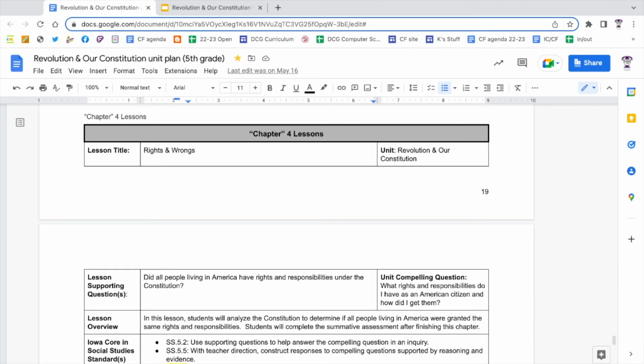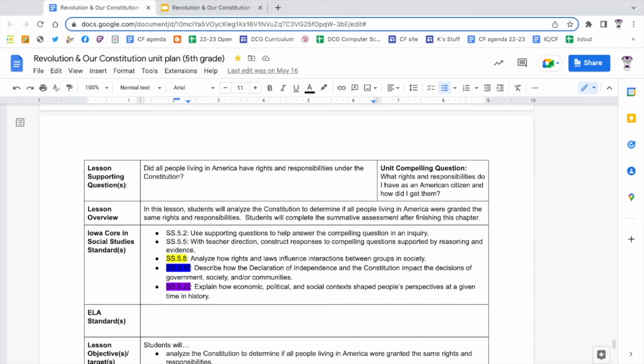Chapter 4 goes along with supporting question 4. Did all people living in America have rights and responsibilities under the Constitution? Within this lesson, students are going to analyze the Constitution to figure out if everyone living in America at that time were granted the same types of rights and responsibilities.